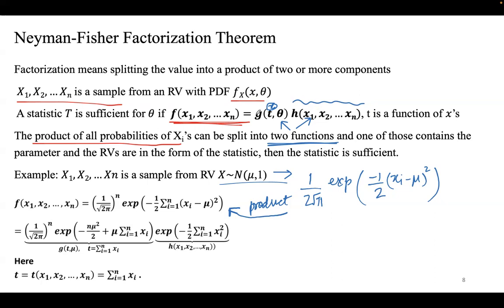So now compare it to this form. There is one term in the product which does not have the parameter. So this is that h. Now the rest of the term which has both the parameter and the x, whatever the term of x looks like, that directly is going to estimate your parameter.